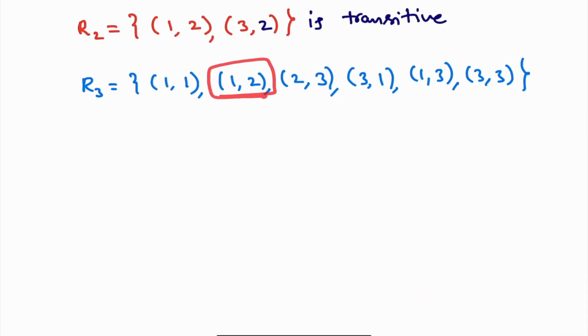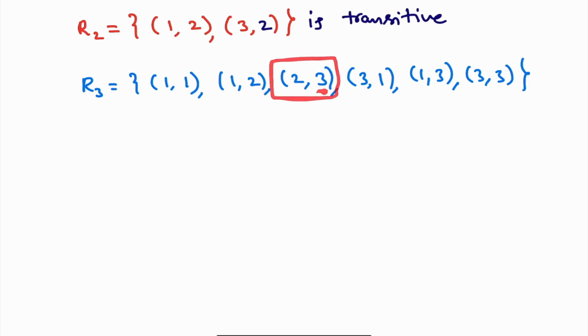Now I am checking this element, this ends with 2. I am looking at whether any other starts with 2. This is the only ordered pair that starts with 2. This is (x, y), (y, z). (x, z) is (1, 3). Yes, (1, 3) is there in this relation. Okay, so I can say that this element passed the transitive test. That's it. Okay, now come to this.